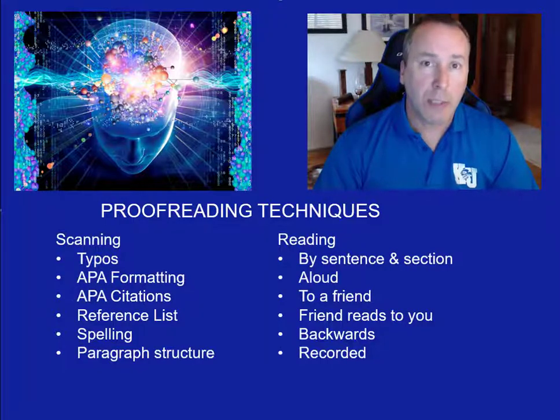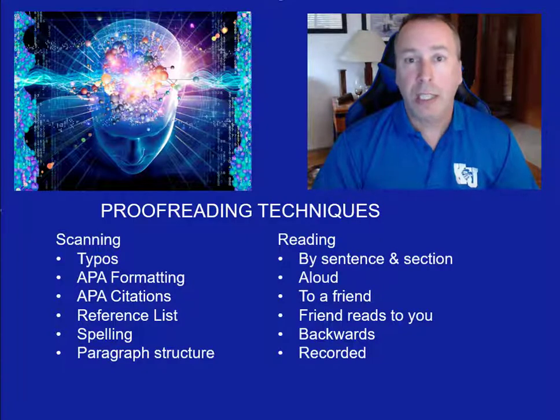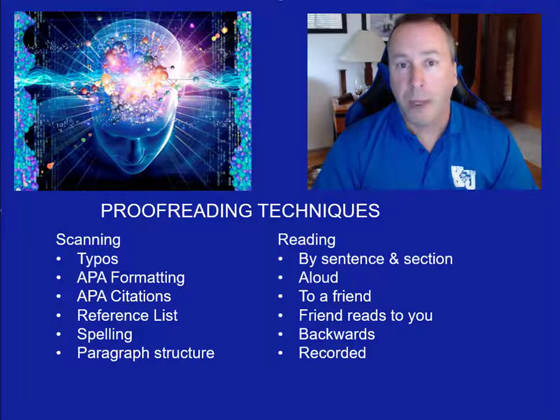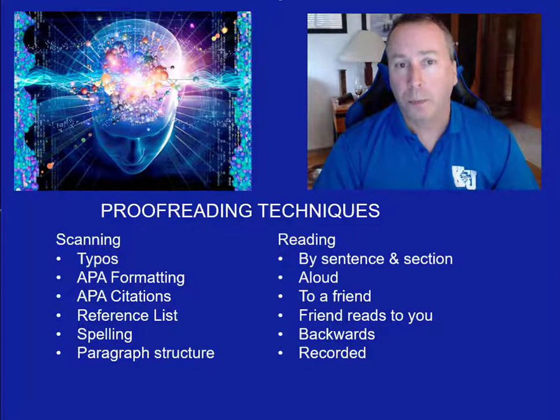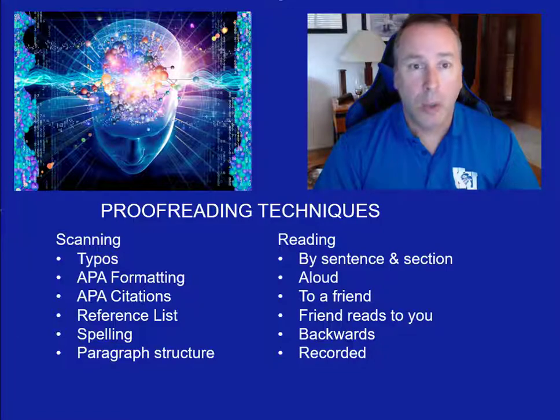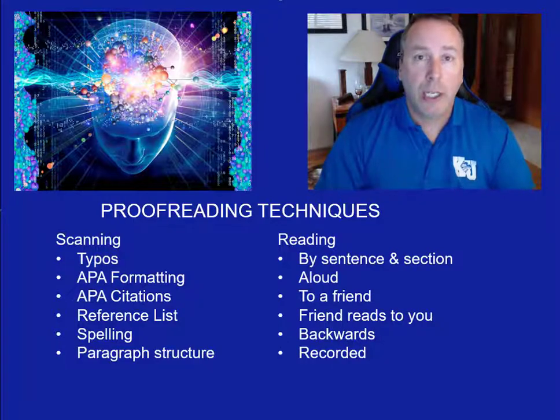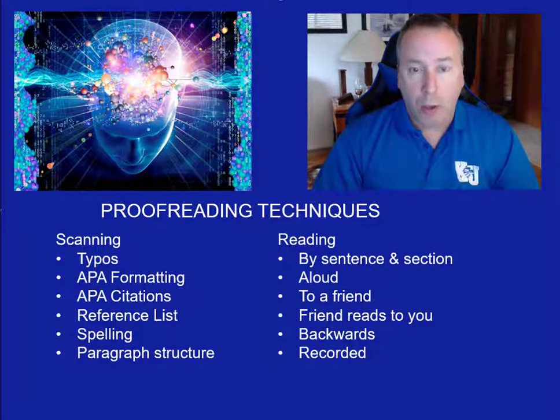The second becomes a little bit more detailed, but is still a scanning technique and can still be fairly efficient, yet very effective, and that is looking for APA formatting mistakes. This involves a little bit more in-depth knowledge because you have to know the APA rules, but this might include the margins on a paper, making sure that the margins aren't more or less than they should be, and that can be fairly obvious even if you don't know the rule.